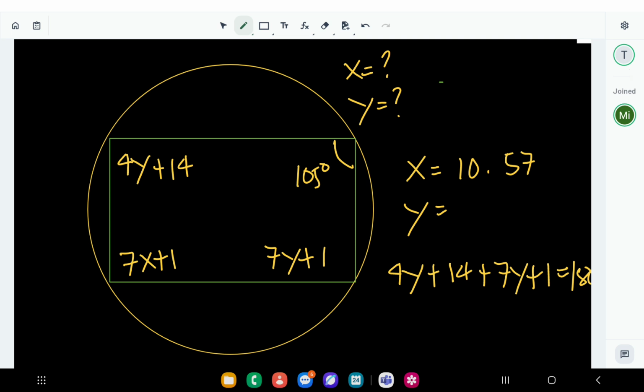You thought it was x? Oh, it's 4. Okay. Sorry. So that is, you can calculate again. 11y plus 15 equals 180. Yeah, it's 15. That's correct. Very good. Okay, let me give you another one.